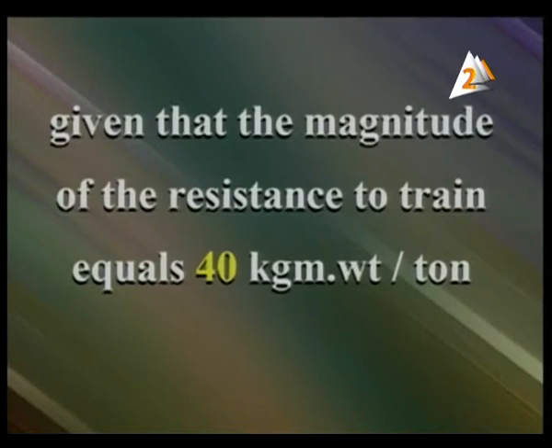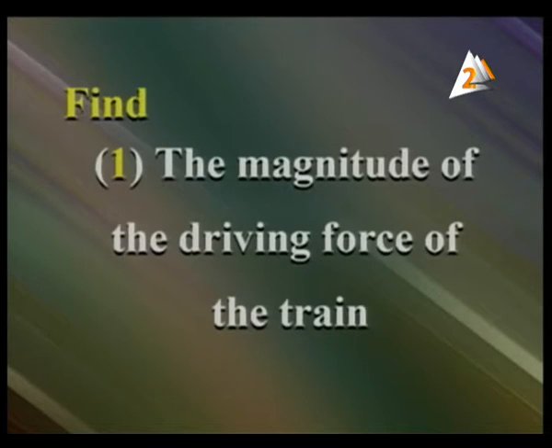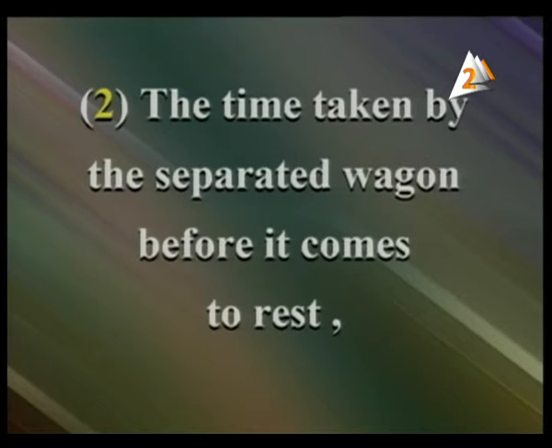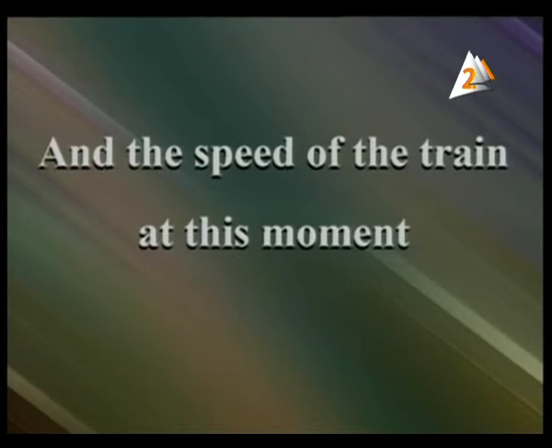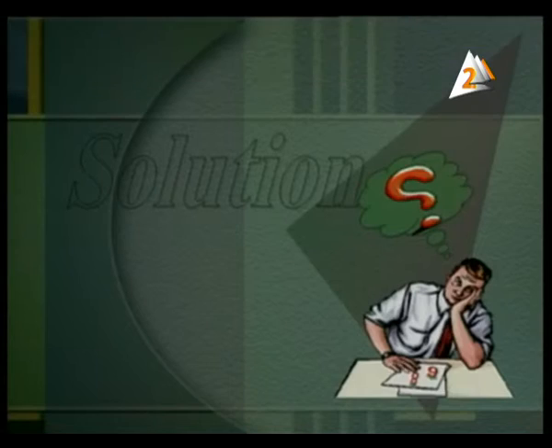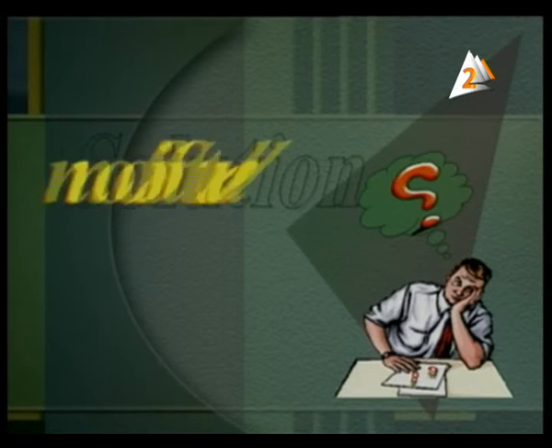Given that the magnitude of the resistance to train equals 40 kilogram weight per ton, find the magnitude of the driving force of the train. Number 2, the time taken by the separated wagon before it comes to rest, and the speed of the train at this moment. Solution.